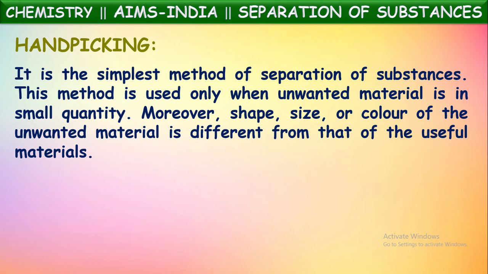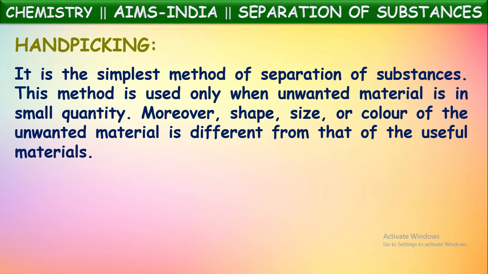It is the simplest method of separating substances. This method is used only when the unwanted material is in small quantity. Moreover, the shape, size, or color of the unwanted material is different from that of the useful materials. Okay, then only we can separate the mixture by using this hand picking technique. So there, the quantity of this unwanted material will be less. Then we can separate them easily.